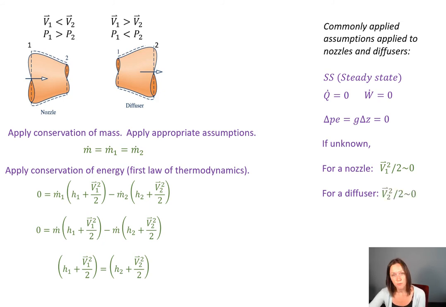And then with a diffuser, same kind of argument. If you don't know the velocity at the outlet, it slows things down, and so that V1 squared is going to be a lot bigger than the V2 squared, and so you can just go ahead and ignore that V2 squared term.